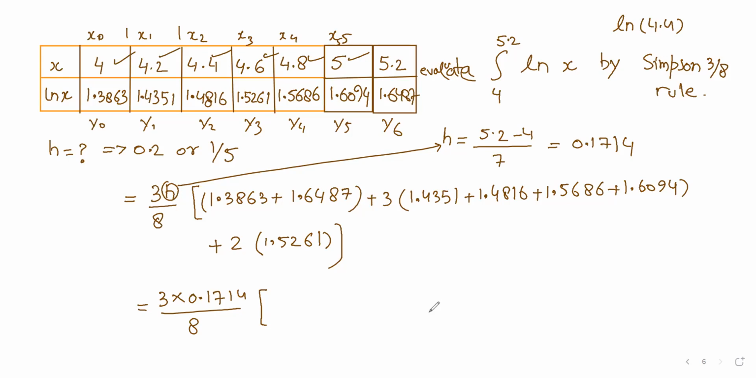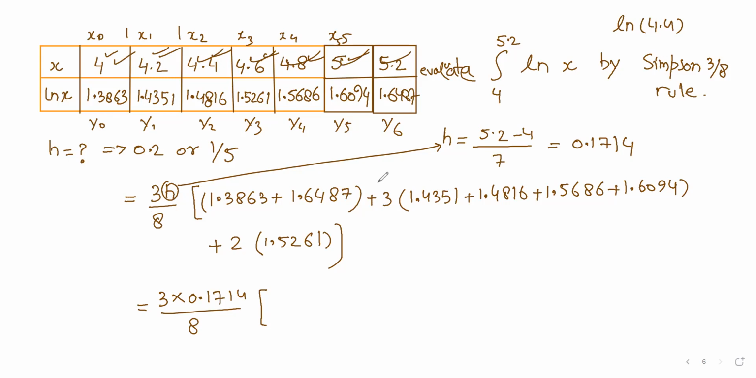Why is it 7? Count it here: 1, 2, 3, 4, 5, 6, 7. N is 7 in here, right? If N is 7, then the intervals are 6. Okay.